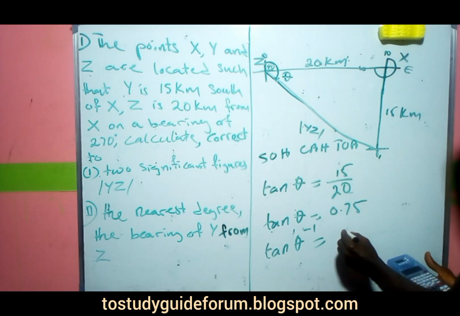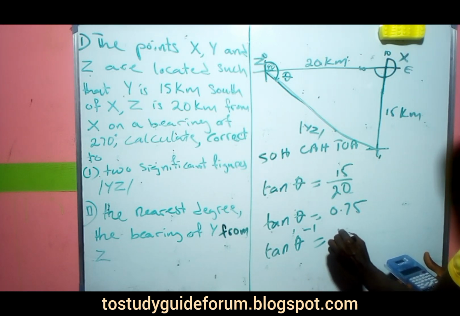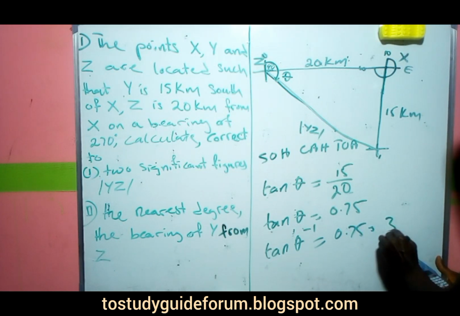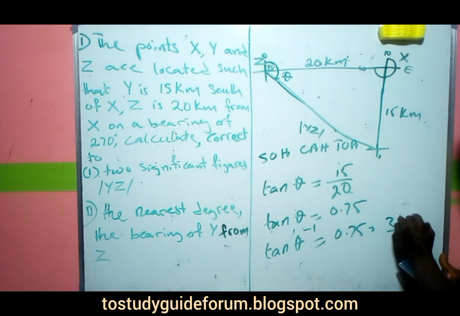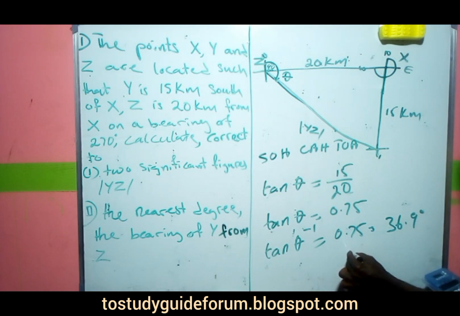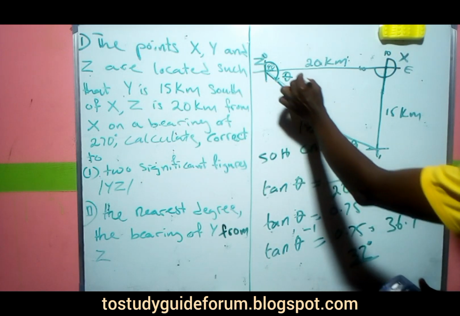Now to get the actual value of this theta in degrees, it means that our angle theta is equal to 36.9. Now, to the nearest degree, since we're talking about the nearest degree, we can say 37 degrees. The theta is 37 degrees.